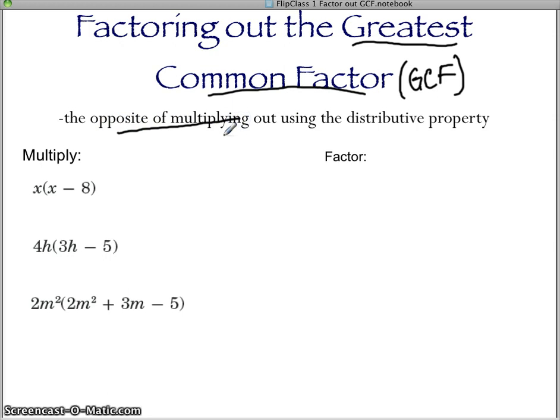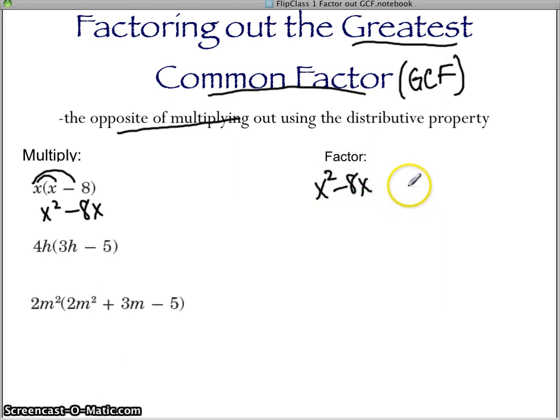Okay, so just what we did in the last chapter when we took something like x times x minus 8 and we multiplied and got x squared minus 8x. That's where we multiply out using the distributive property. What we're going to do now is start with x squared minus 8x and find the greatest common factor.